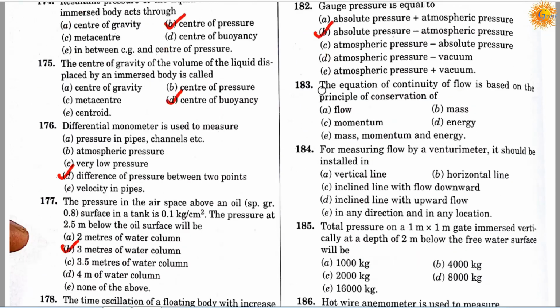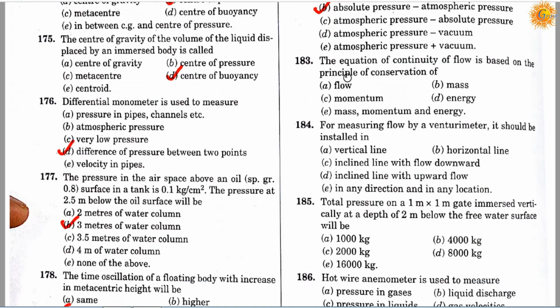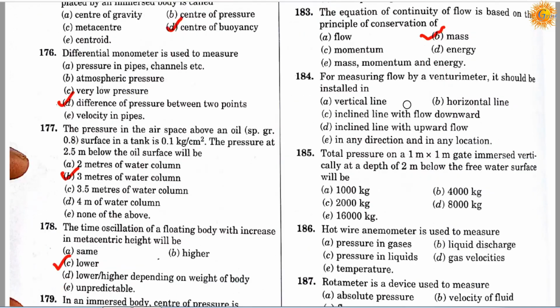Question number 183. The equation of continuity of flow is based on the principle of conservation of: option A is flow, option B is mass, option C is momentum, option D is energy, option E is mass, momentum and energy. So correct answer is B. It's a conservation of mass.